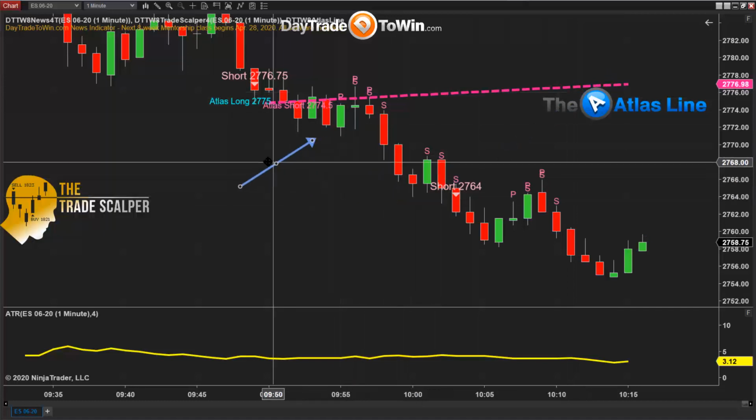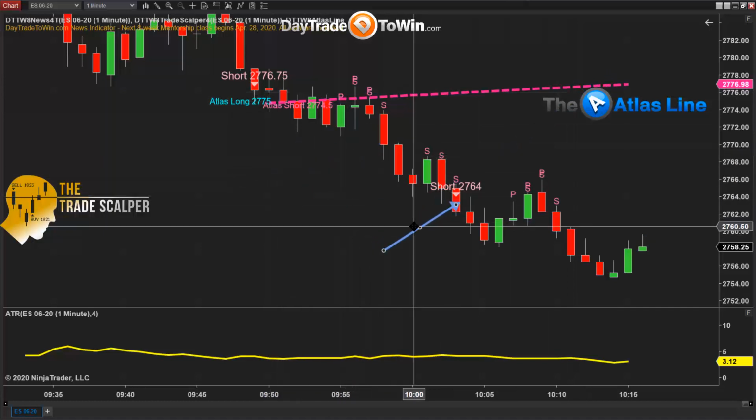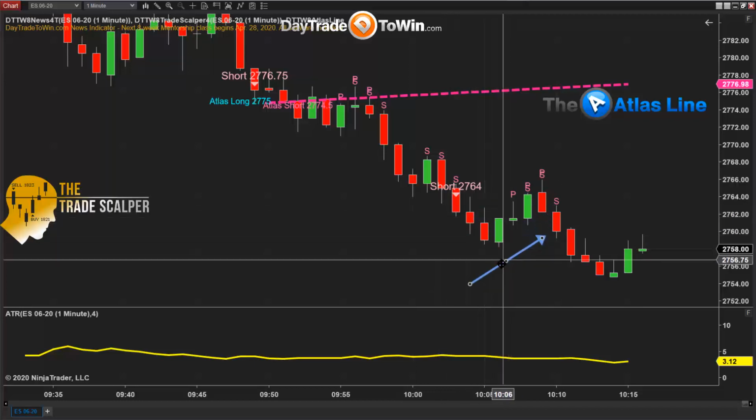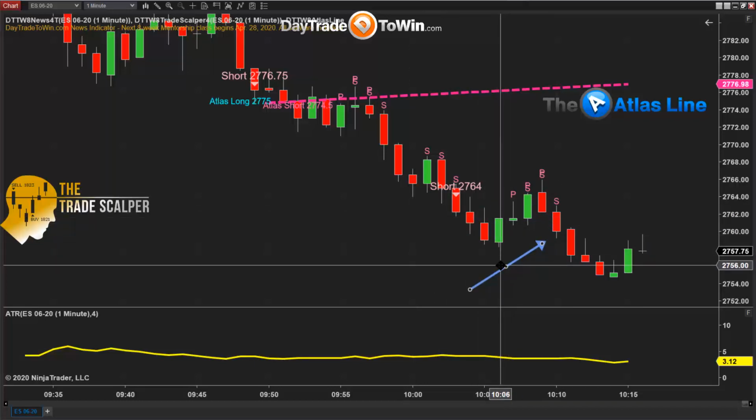So what you have here is the shorts on the scalper, and these P's and these S's are indicating pullback and strength trades. These are additional trades that are indicating we're going short. The market's pulling back, go short. The market is giving us strength, let's go short.